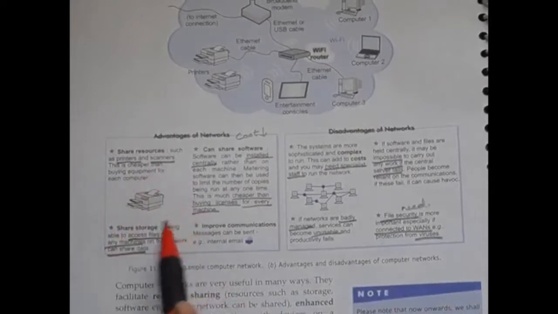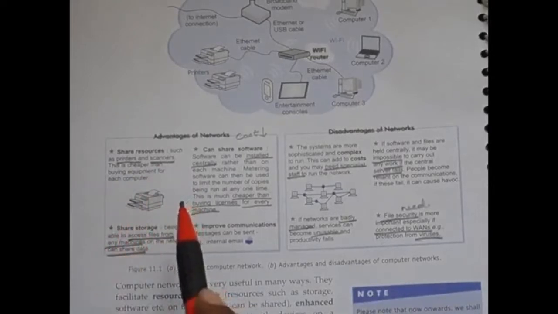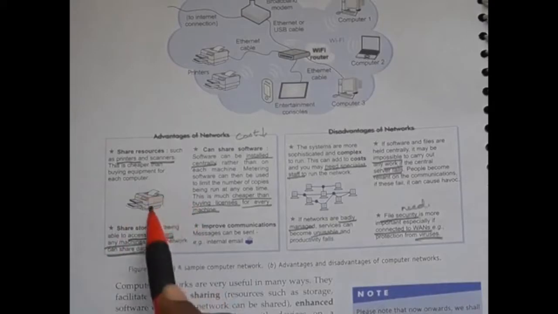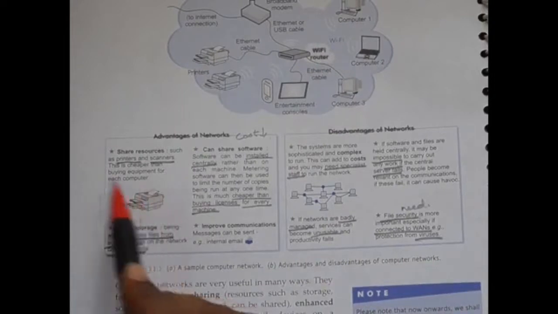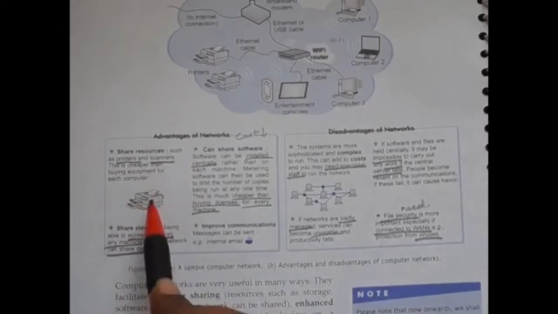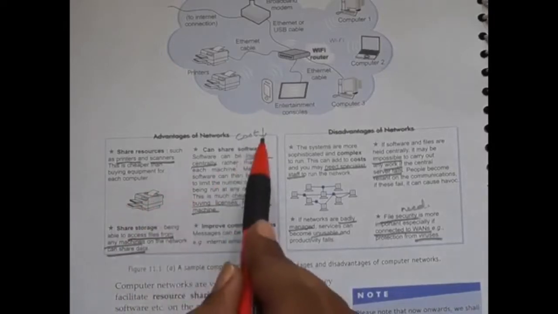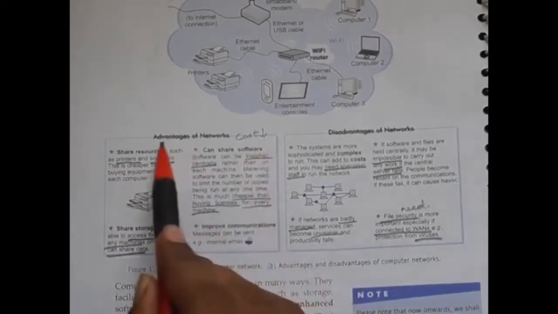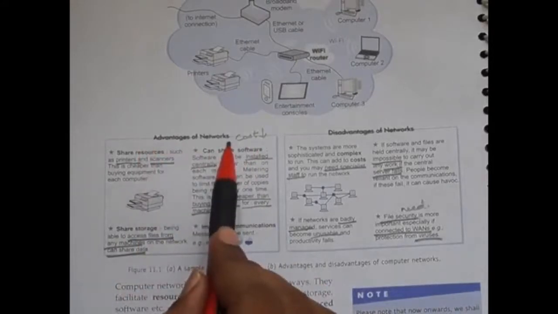For example, for 100 computers, if you buy 100 printers, the cost will be very high. Okay, so if you share these resources with 100 computers, the cost will become very low. Got it? This is the main advantage of networks.